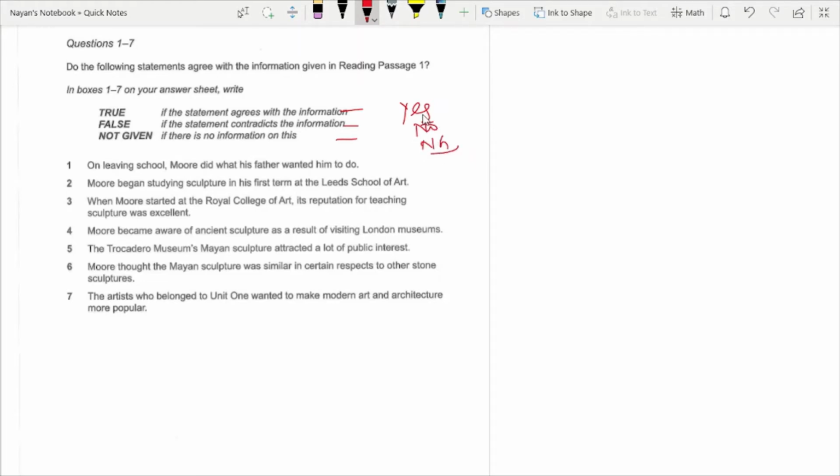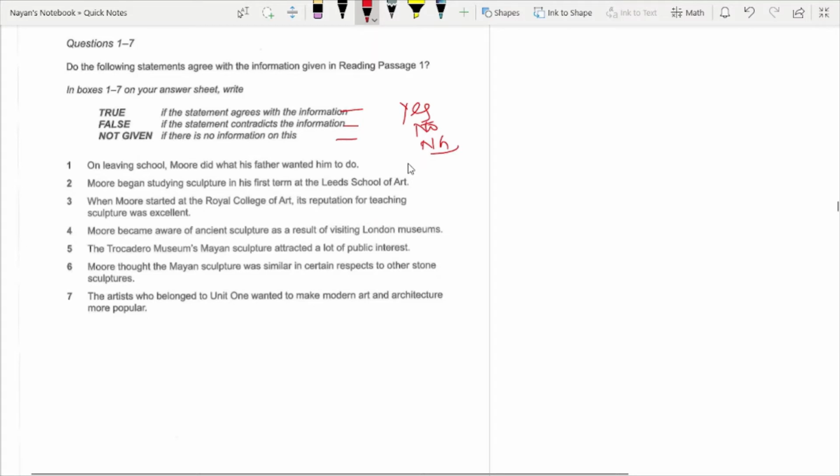So be very careful what they're asking. Reading the instruction is the first thing that you have to do. Then we will read the first question. It's not that we have to read the passage first, that will be a waste of time. First let's read the question and understand what they are basically asking for.